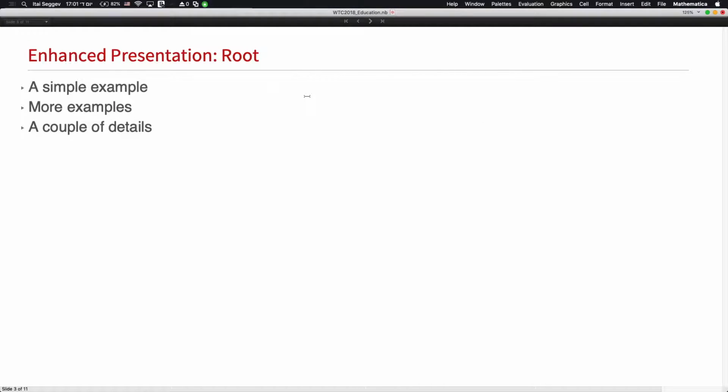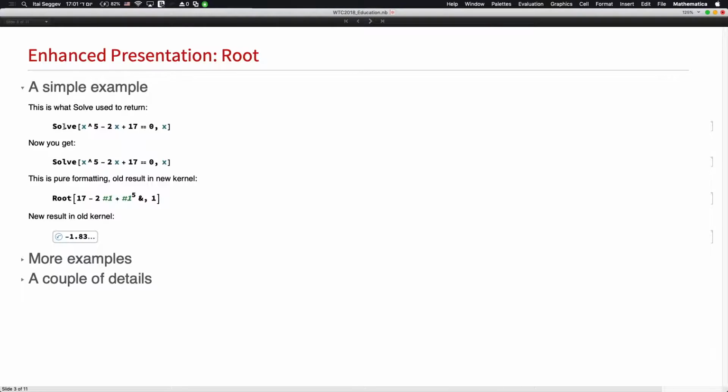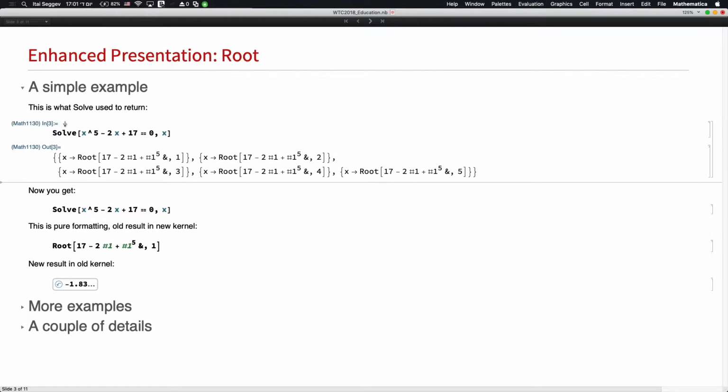So I'm going to start with enhanced presentation. Here's a nice cubic equation you might want to solve. And I'm using a trick here to solve it in 11.3. And it thinks deep thoughts, and it returns root of blah, which first of all is not very informative. And even if it were, I can read that. I'm like, oh, it gave me the polynomial back as a pure function, and it says it has 5 roots. Yay, because I didn't know the fundamental theorem of algebra.